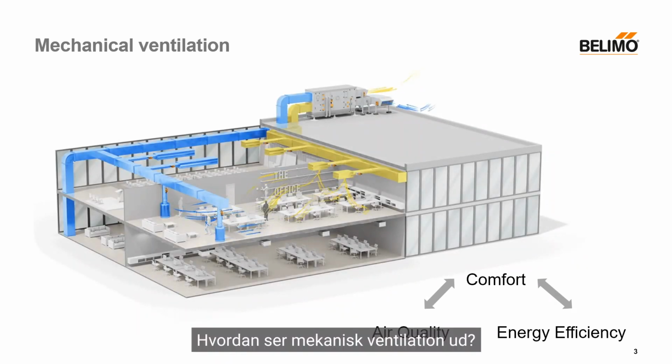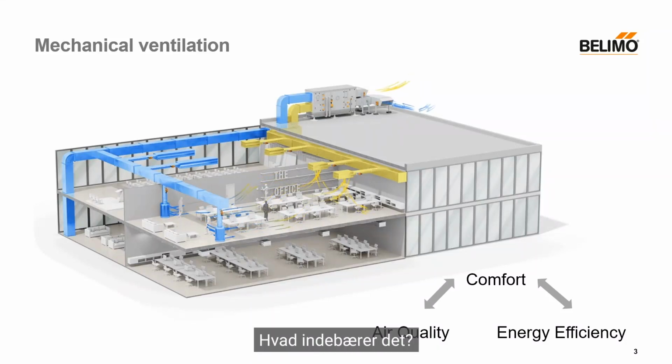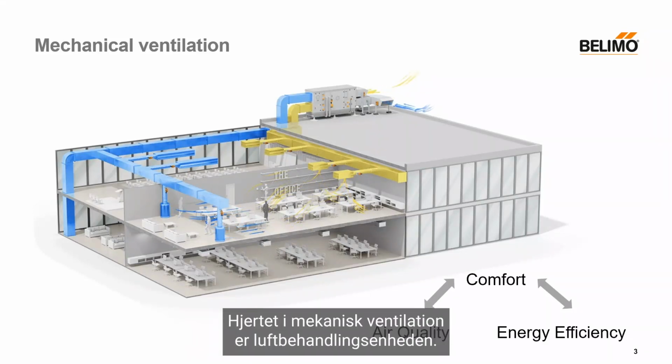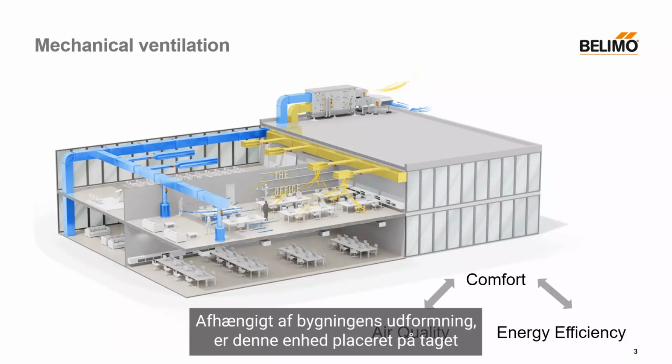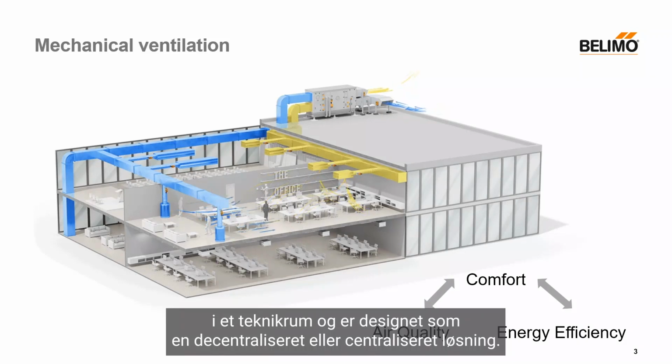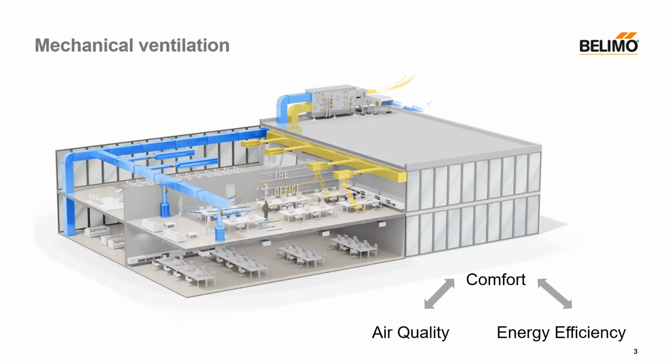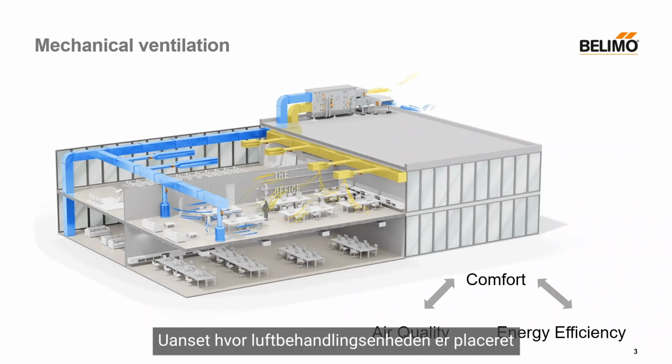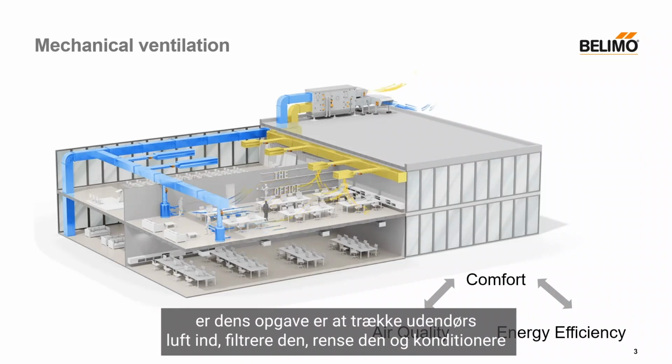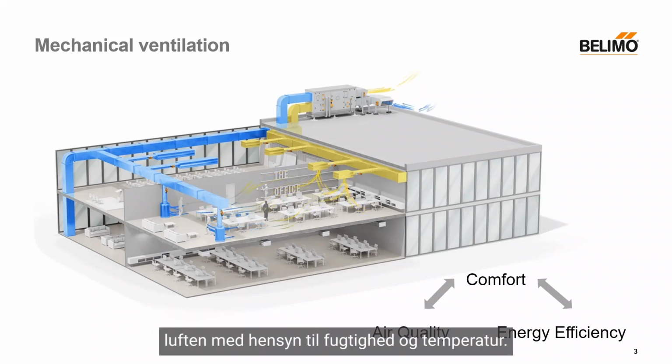What does mechanical ventilation look like? What does it involve? The heart of mechanical ventilation is the air handling unit. Depending on the building situation, this device is located on the roof or in a plant room, and is designed as a decentralized or centralized solution. Regardless of where the air handling unit is located, its task is to draw in outdoor air, filter it, clean it, and condition the air in terms of humidity and temperature.